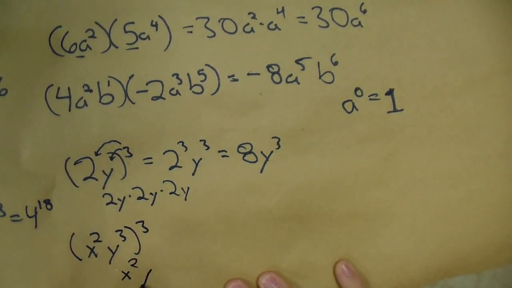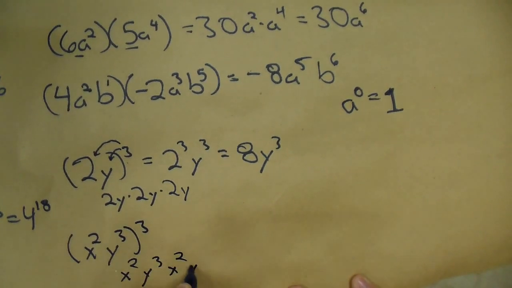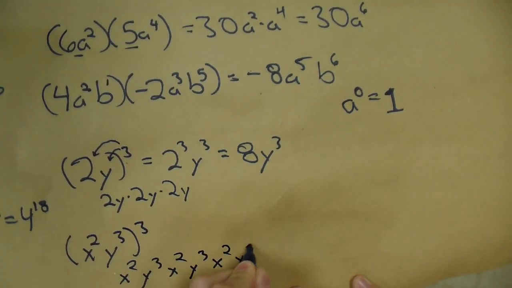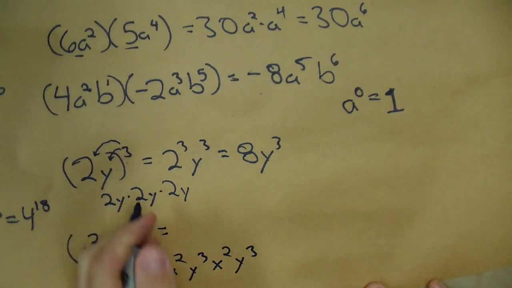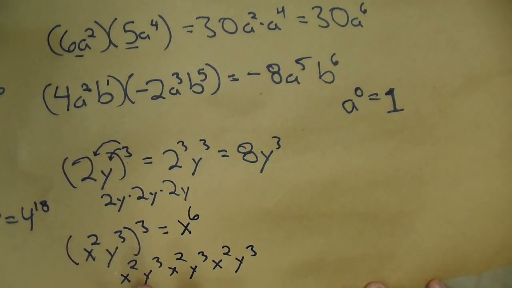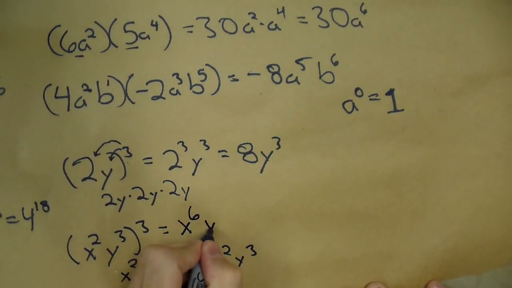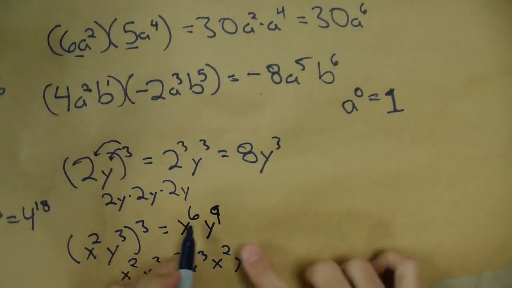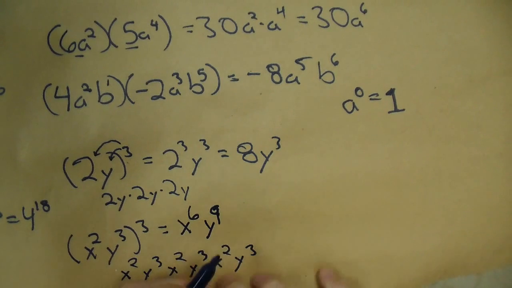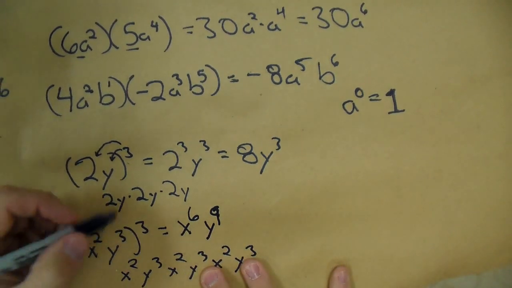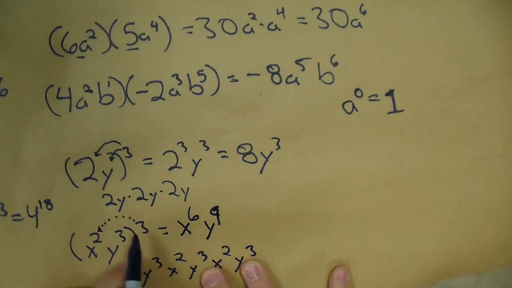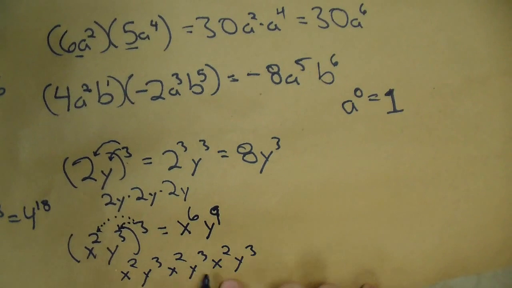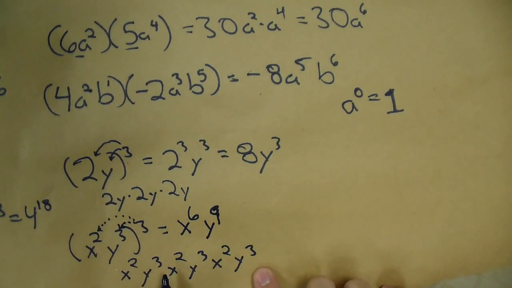That means I have x squared y to the third, x squared y to the third, x squared y to the third. And we go back in and count. I have 2, 4, 6 x's. I have 3, 6, 9 y's. And I get to the answer of x to the 6th, y to the 9th. Now going back and taking that idea of distributive property, I could have taken this 3, 2 times 3 is 6, 3 times 3 is 9, and I'd get to the same result, saving me from having to write it out the whole long time.